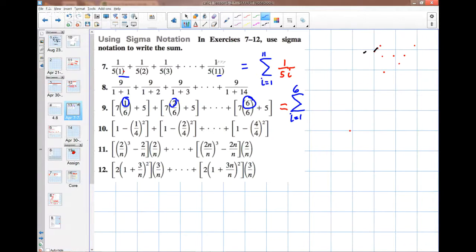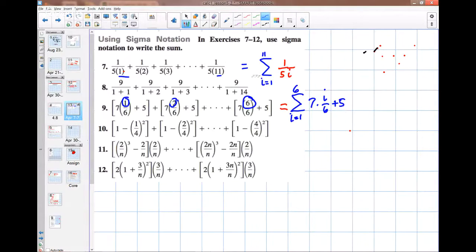Now what's the same? Well, every one of them has a 7, multiplied by whatever i is, divided by 6. And then there's a plus 5. So the 7, the denominator of 6, and the addition of 5 is the same in every fraction. The only thing that changes is that one numerator. So this would be a way to express that. All right.